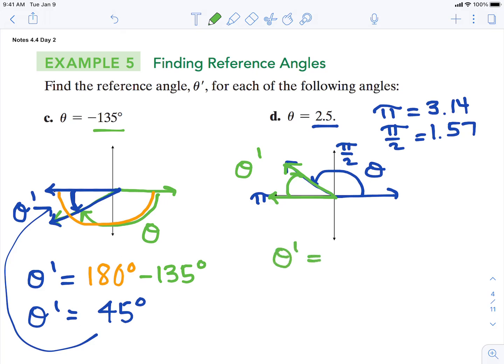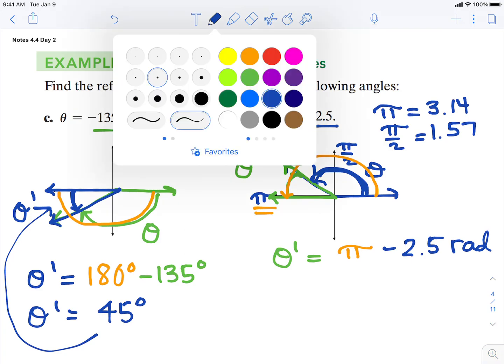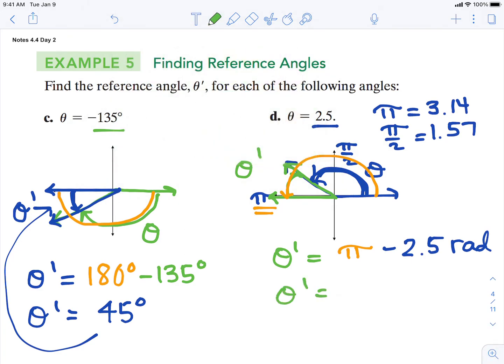So how we find that reference angle: the distance halfway around the unit circle is a distance of pi. So pi, and now we're going to subtract this blue angle right here, 2.5 radians. This will need to go into our calculator, so go ahead and type in pi minus 2.5 radians. This angle would be about 0.642 radians.